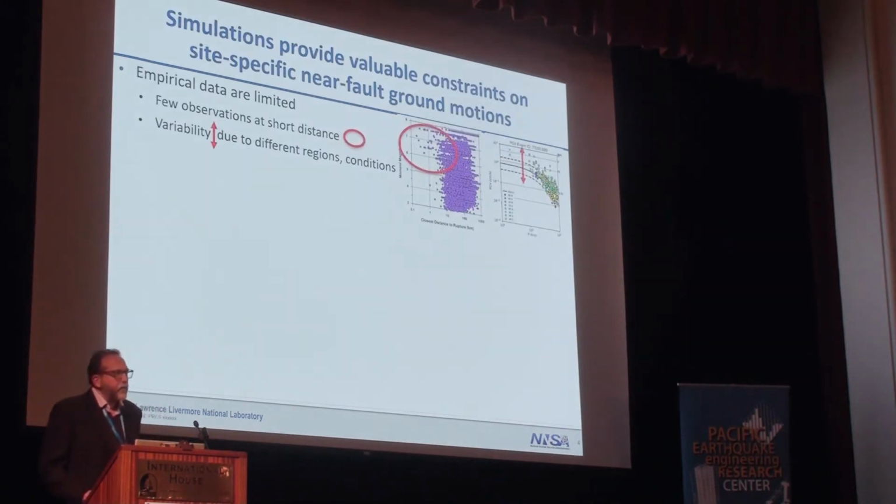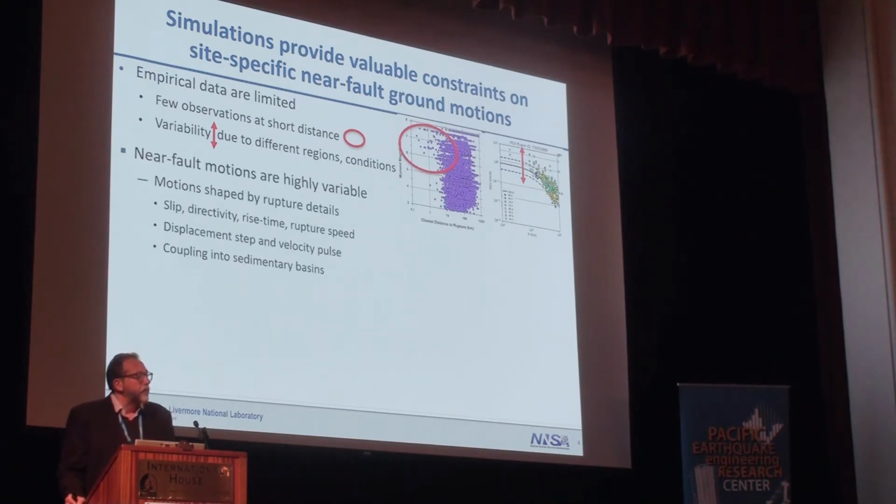So we know that the empirical data is limited for large earthquakes at close distance, and that's where the damage is most prevalent. And we also know that ground motions are highly variable due to the vagaries of the earthquake process, stress drop, wave propagation, site effects, et cetera. And near fault ground motions are especially highly variable.